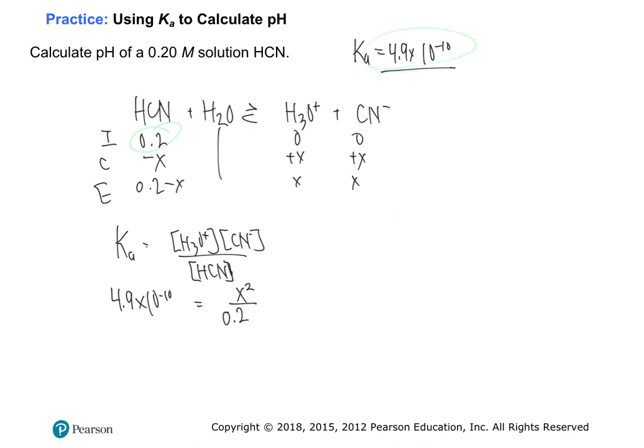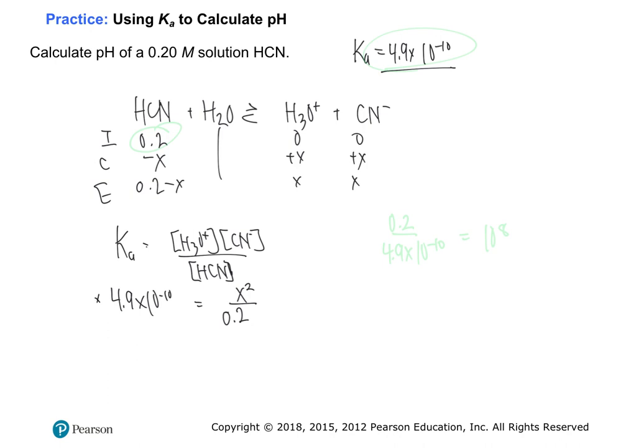So I'll get 0.2 divided by 4.9 times 10 to the negative 10. And I get 10 to the 8. So very, very big. So remember, if it's 1,000 or greater, then you're good. So 10 to the eighth, we are good to do the approximation. So I don't have to write minus X like that. I could just leave it like that.